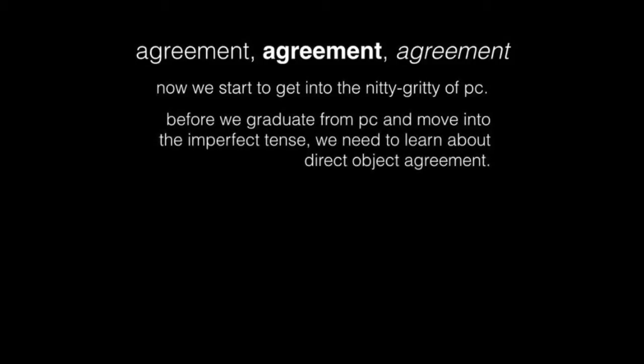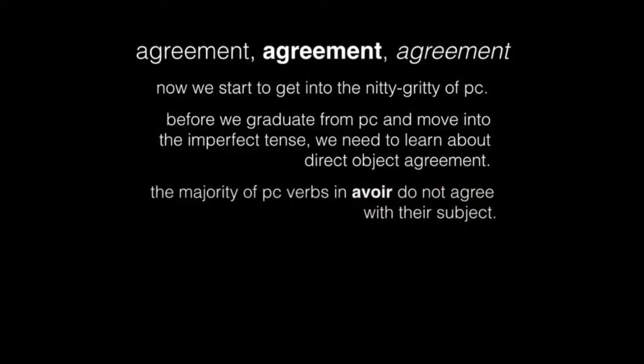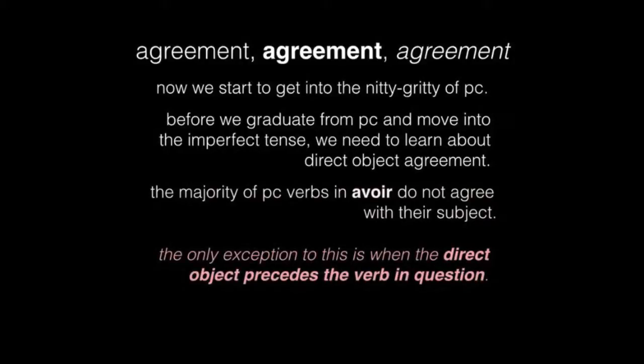Agreement, agreement, agreement. Now we start to get into the nitty-gritty of PC. Before we graduate from Passé Composé and move into the imperfect tense, we need to learn about direct object agreement. The majority of PC verbs in avoir do not agree with their subject. However, the only exception to this is when the direct object comes before the verb in question. You'll see what I mean.